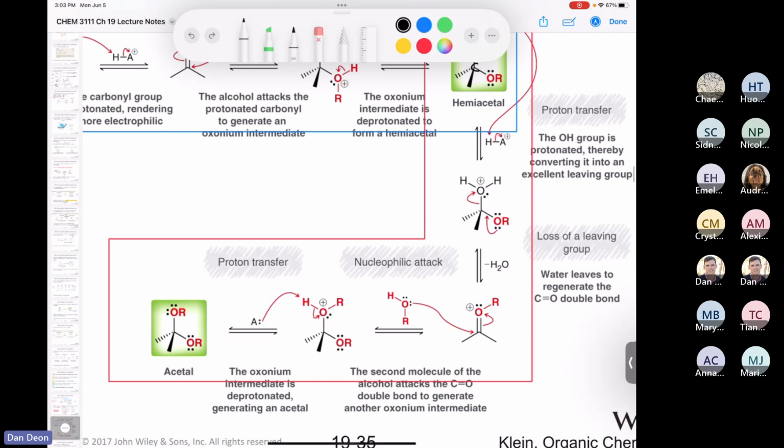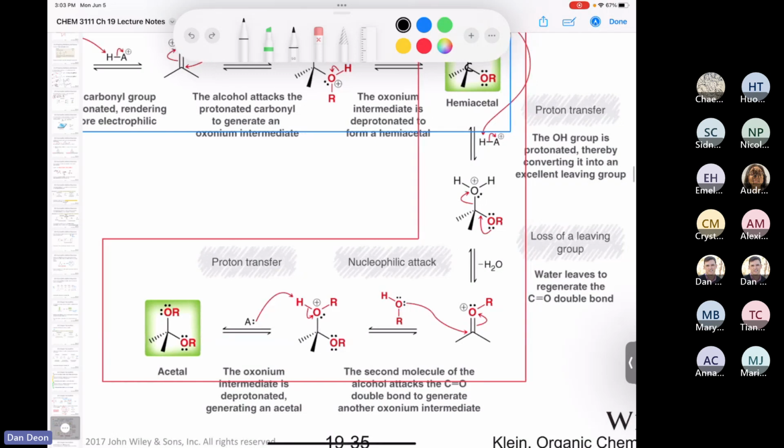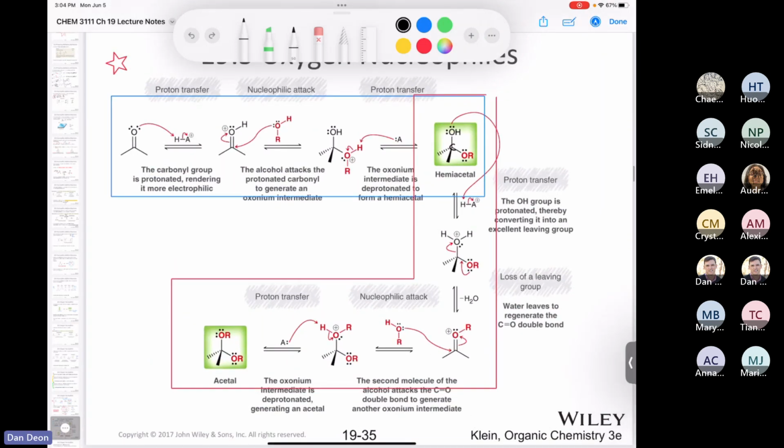So now when the water leaves, you end up forming another type of oxonium. This is not a protonated oxonium, but an alkylated oxonium. And so now another molecule of an alcohol can come in. You do a proton transfer at the end, and there you go. There's your acetal. Done, just like that.